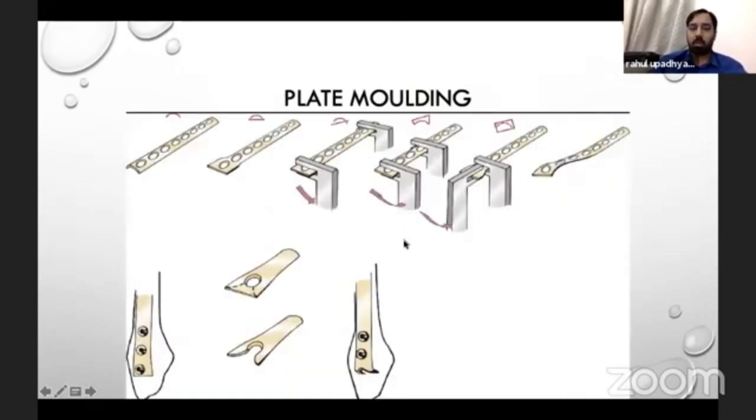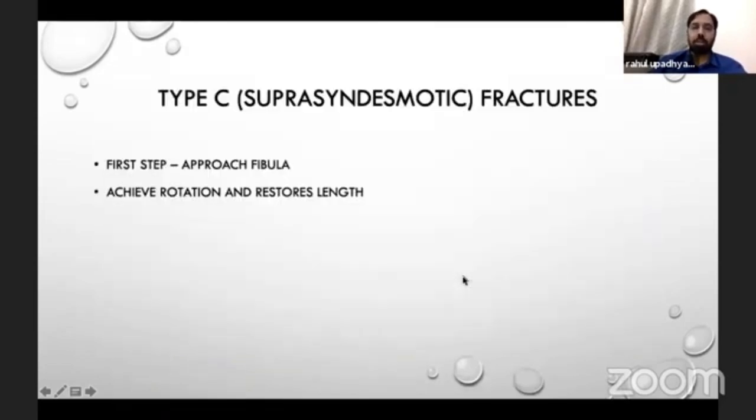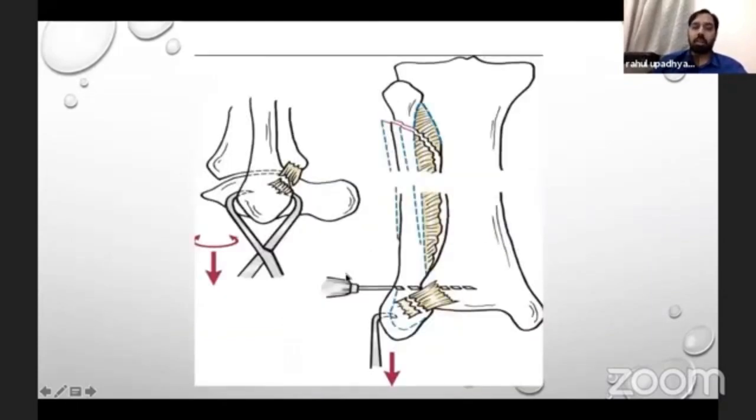This is how you do a plate molding. Again, you know there is an external rotation force, so the plate has to counter that external rotation force. So the tip of the plate can be rotated externally. You can make a hook out of it if you want to cut it. So this is how a molded plate looks. And type C, approach the fibula first, good ligamentotaxis, length and rotation, and finally do the definitive fixation.